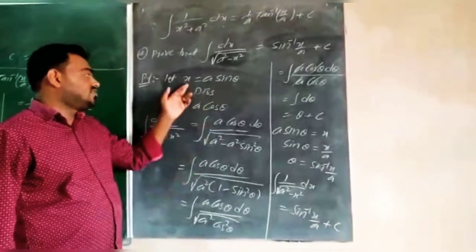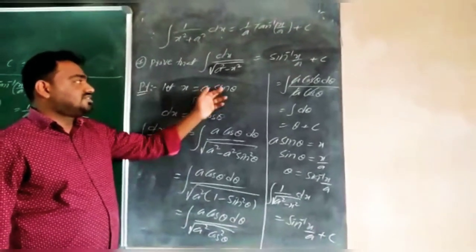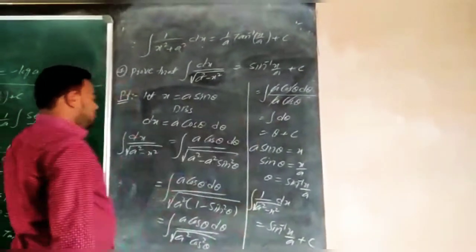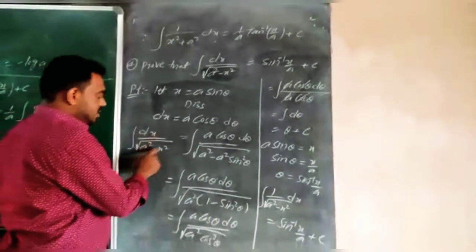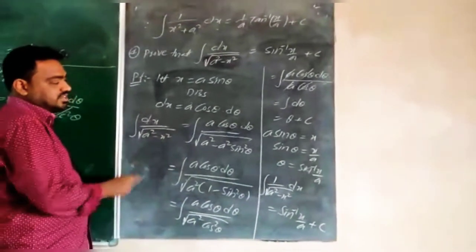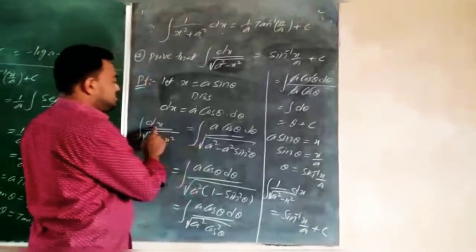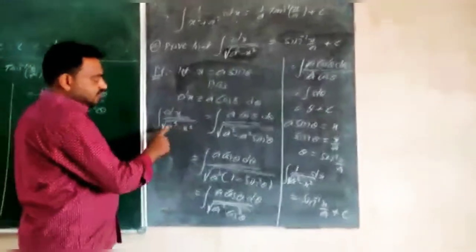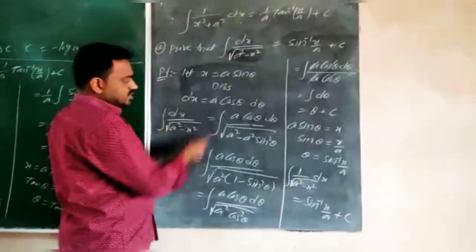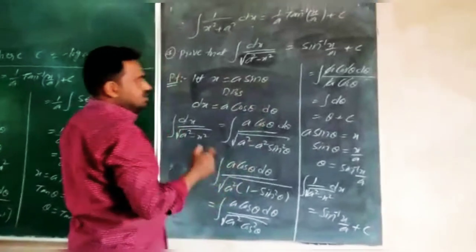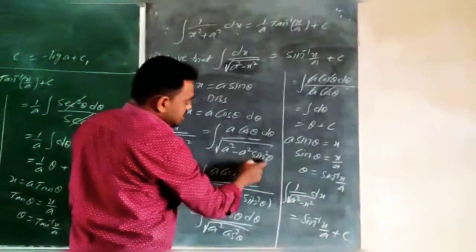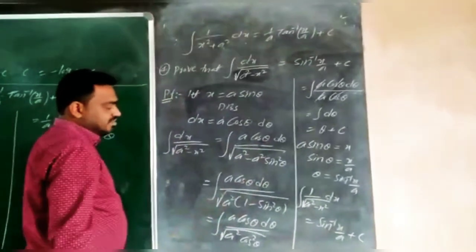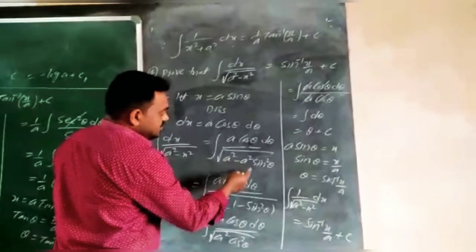Derivative on both sides. X derivative dx equals a into sin theta derivative, cos theta, and theta derivative d theta. Now the question: integration of dx by under root of a square minus x square is equal to integration of, dx is equal to what? A cos theta d theta. Denominator: square root of a square as it is minus x square, is equal to what? X is equal to a sin theta, then x square is equal to a square sin square. Numerator a cos theta d theta as it is. In the denominator, square root of, here a square is common.